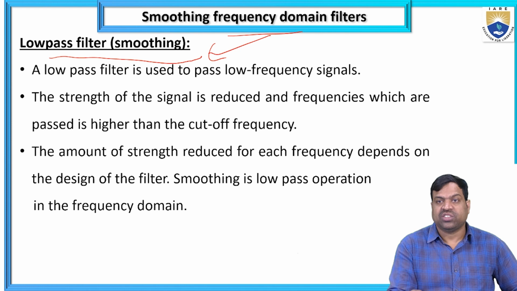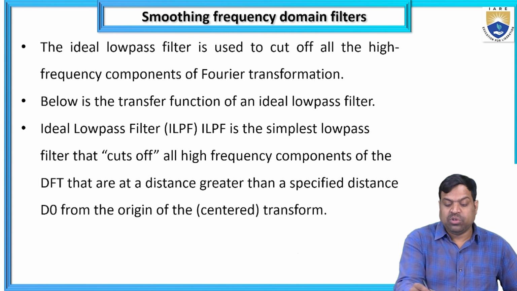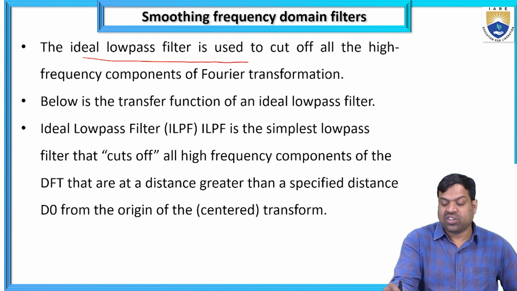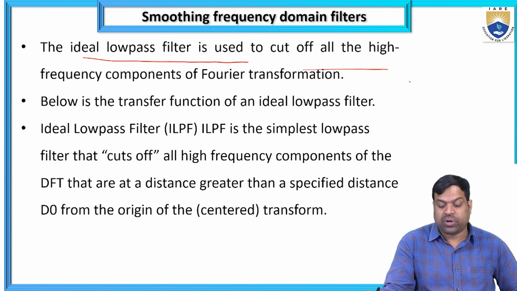The amount of strength reduced for each frequency depends on the design of the filter, and the smoothing is low pass frequencies in the frequency domain. So when I am using the ideal low pass filter, it cuts off all the high frequency components of the Fourier transformation.